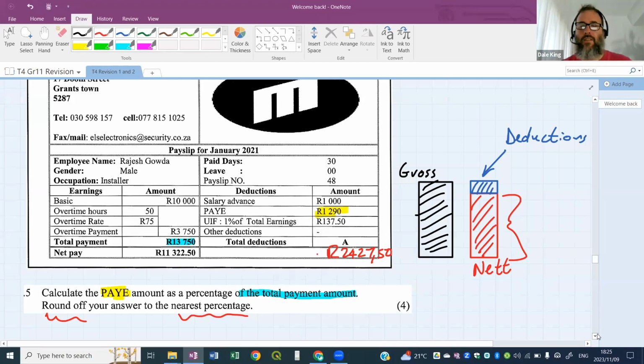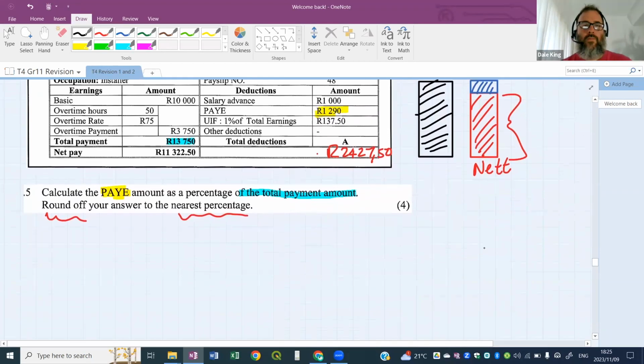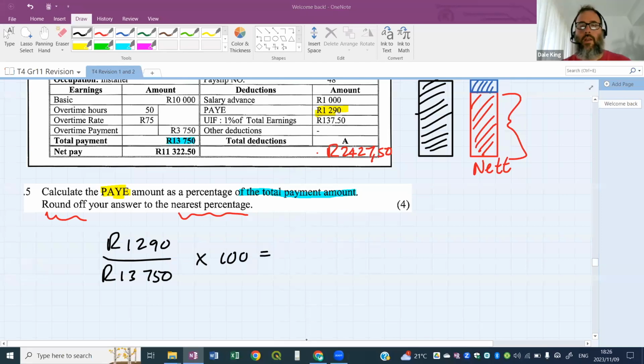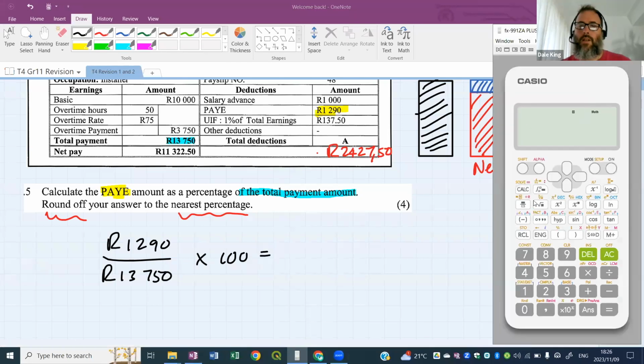All right, let's check it out. Let's try this one. So we can do a basic percentage calculation. We're going to put the PAYE on top, 1290, over the 13,750 and times by 100. This will be done on the calculator, and I'll use the fraction. So 1290 over 13,750, times 100. Let's see what we get.